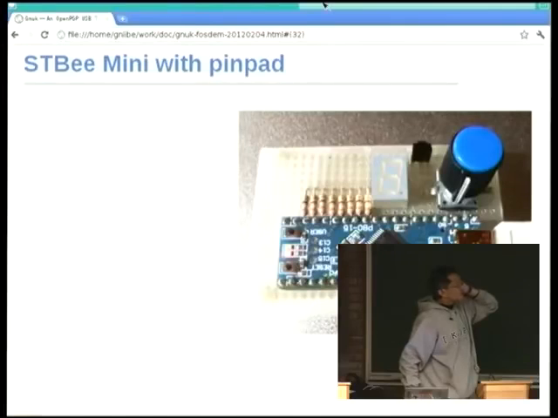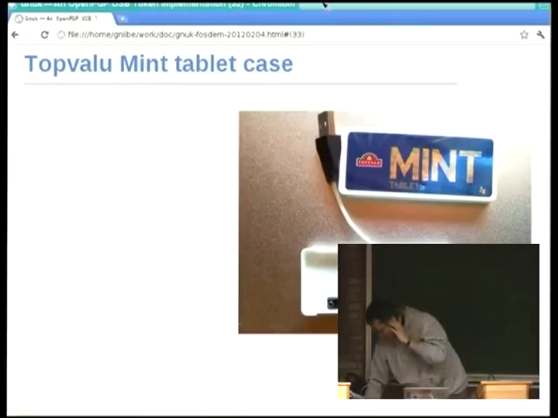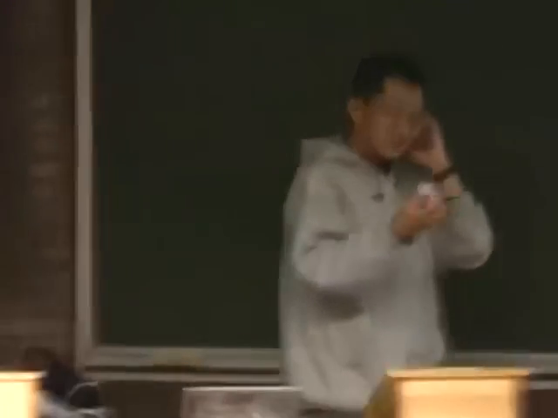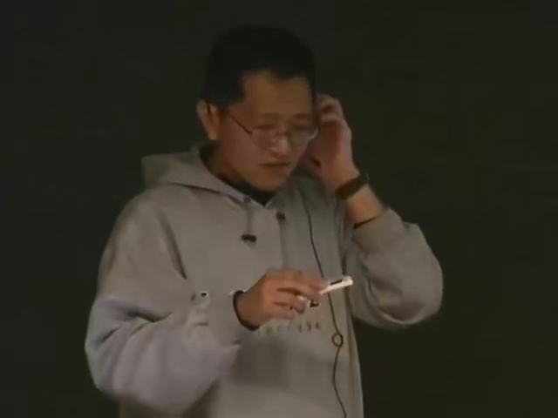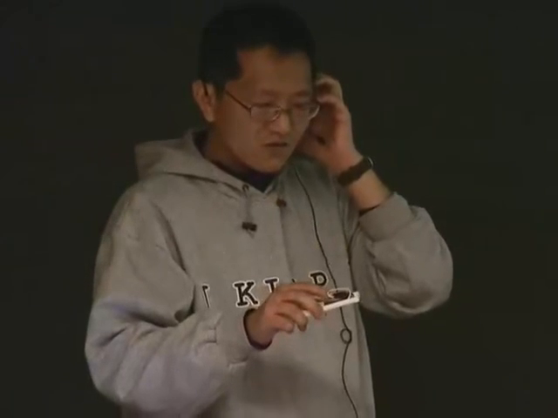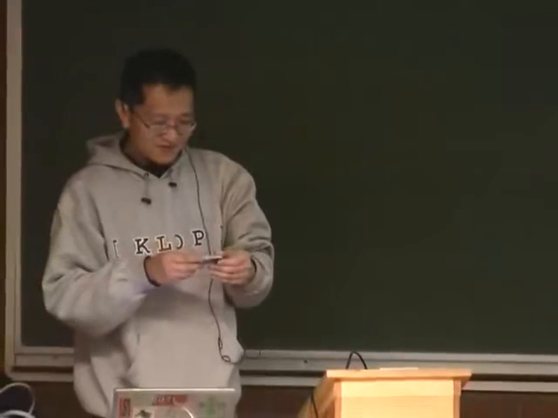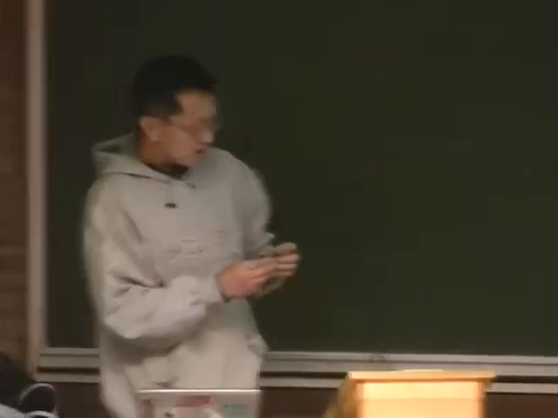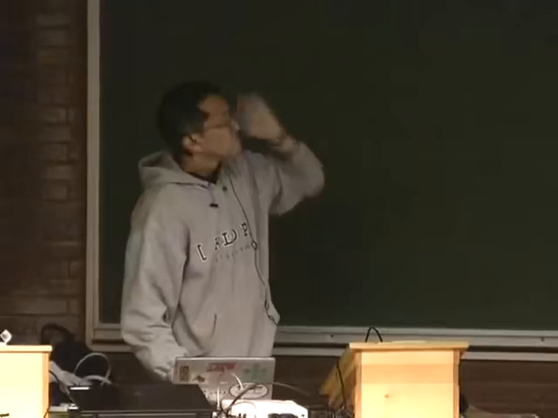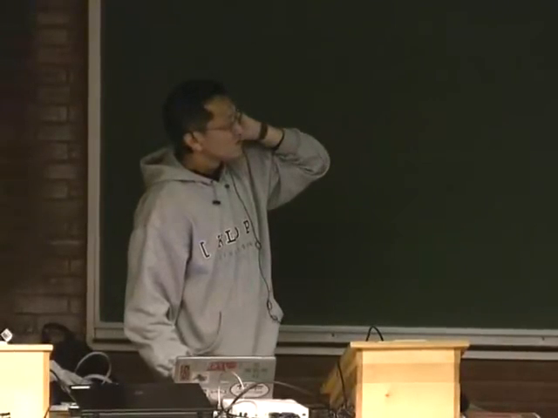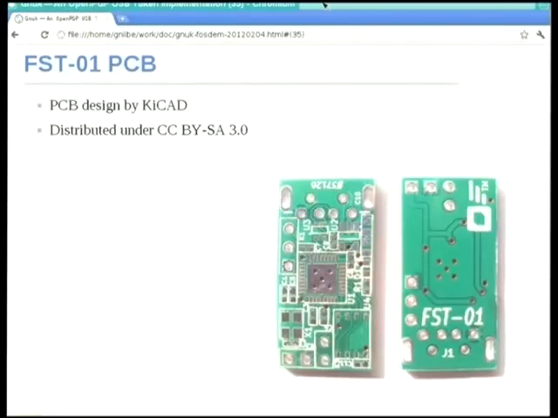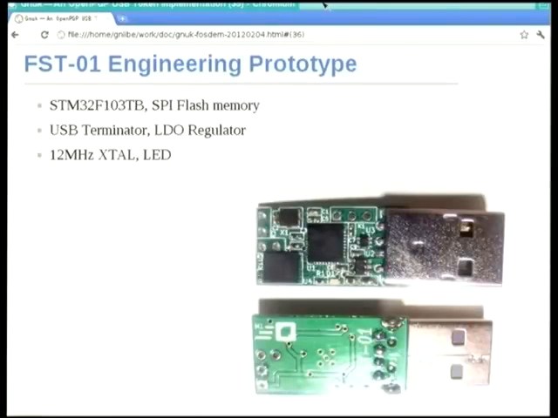Here is another embedded board. Today I bring some examples. This is somewhat bigger, but I build this. It costs only $10 or so, and this is somewhat smaller. I use a hairpin case. And I also did PCB design using KiCad, and it is open hardware. And this is the result.